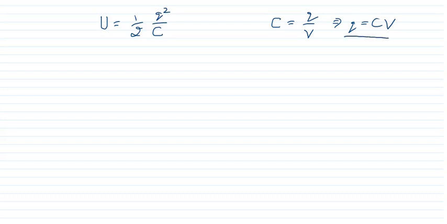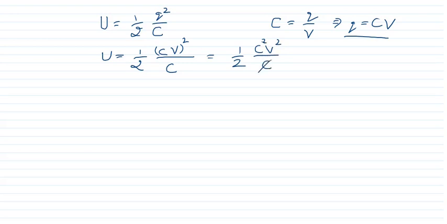If we put Q is equal to CV, then U will become 1 by 2. In place of Q, we will write CV upon C. It will become 1 by 2 C square V square by C. One C will be cancelled out. Formula will become 1 by 2 CV square. This is the second formula.